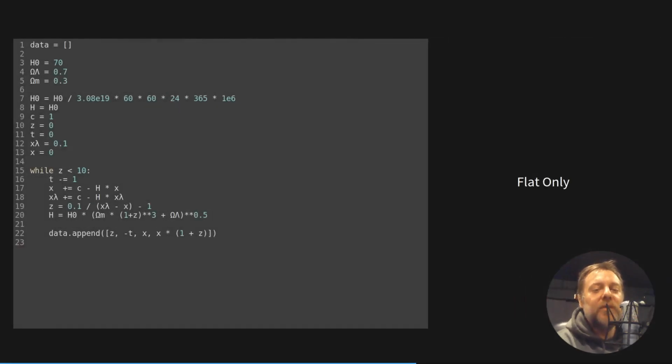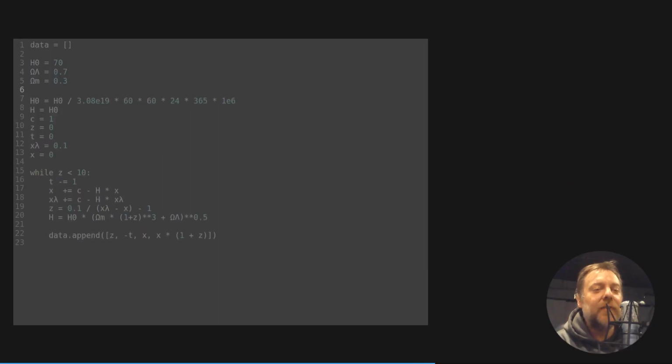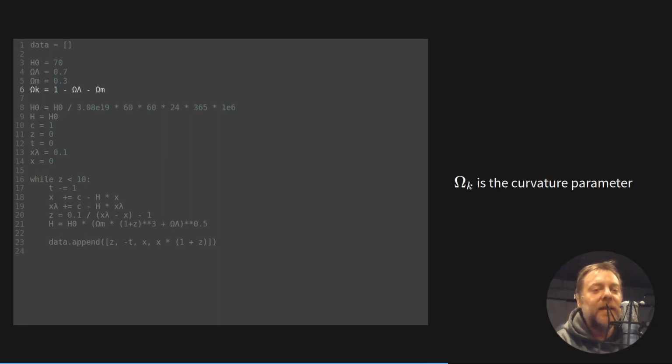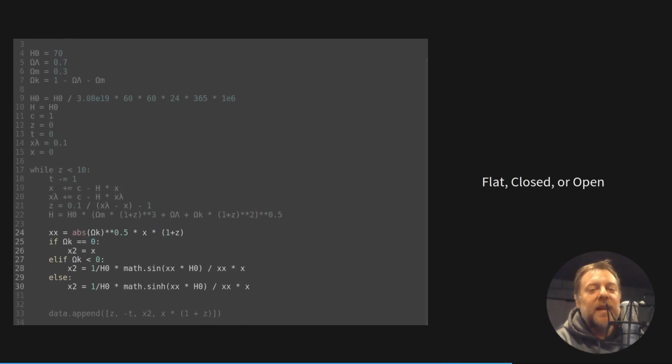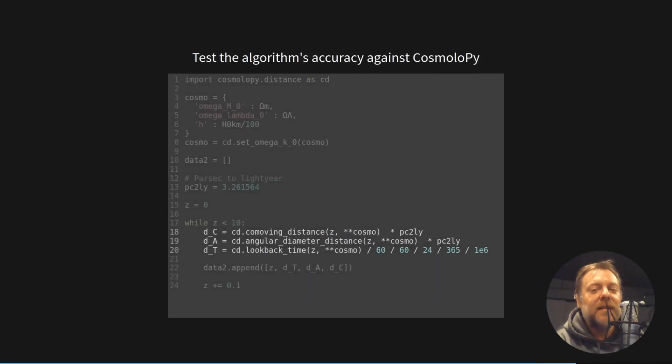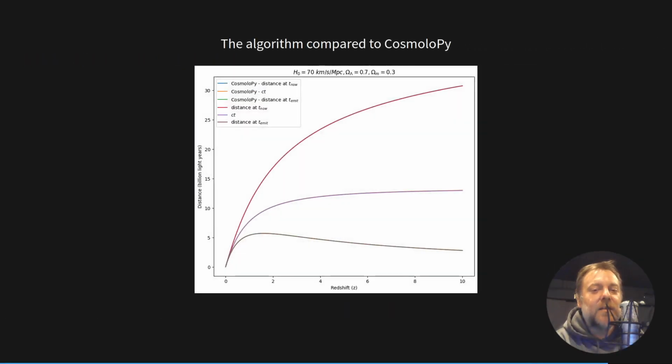Our algorithm only works for a flat model, but we can change that. We can add this omega k parameter, and that's going to be defined by 1 minus the difference of the other parameters. We use 1 plus z squared and omega k in our equation, and then we can just use sine or sinh hyperbolic depending on the geometry. There we go. We see that this still uses v equals c minus Hd. We can test the algorithm's accuracy by comparing it to cosmology. Well, it's the exact same.